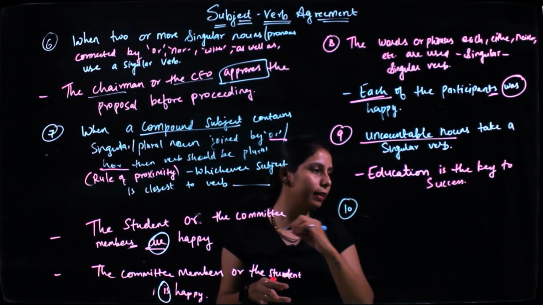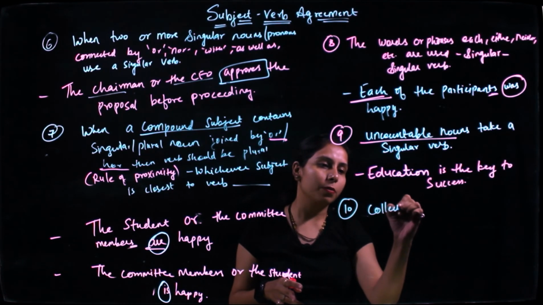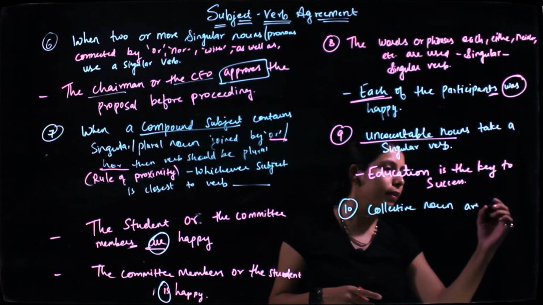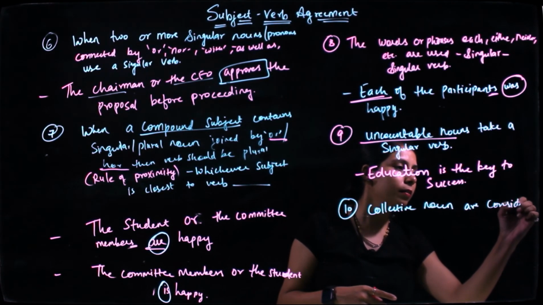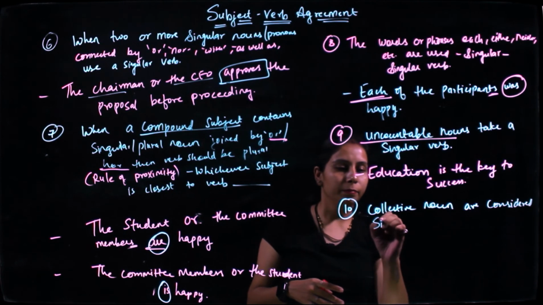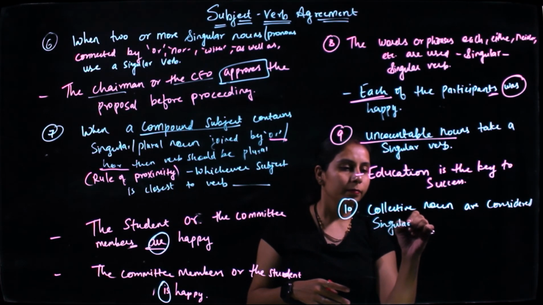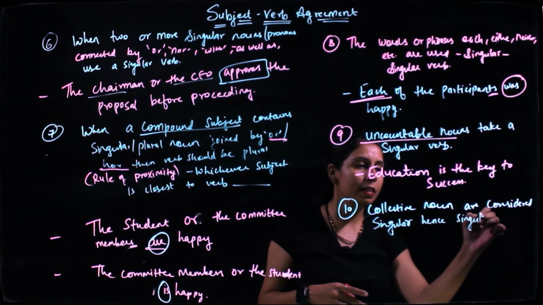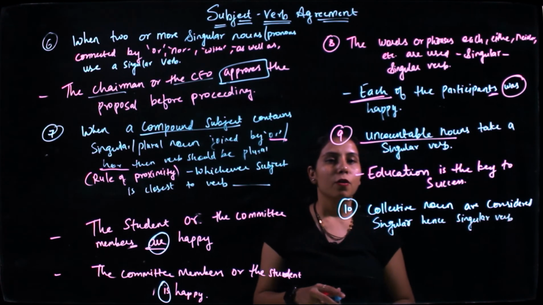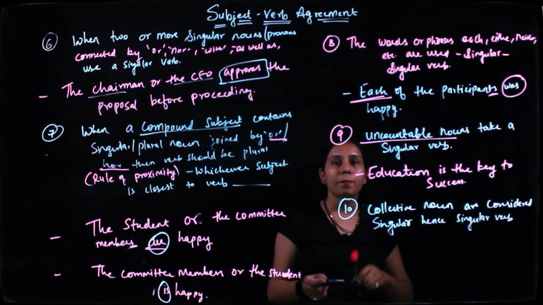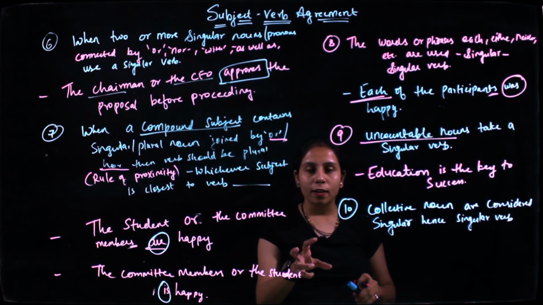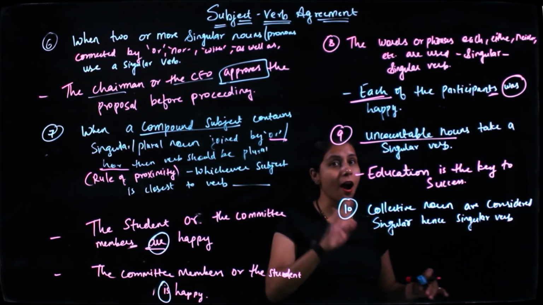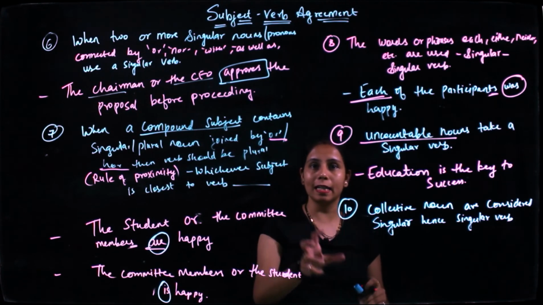Alright, let us talk about the 10th scenario. Collective nouns. Whenever there are collective nouns, they are considered singular. Hence, singular verb. So, for example, if I say school of fish. School of fish is in the pond. We won't say "are in the pond," we would say "is in the pond."